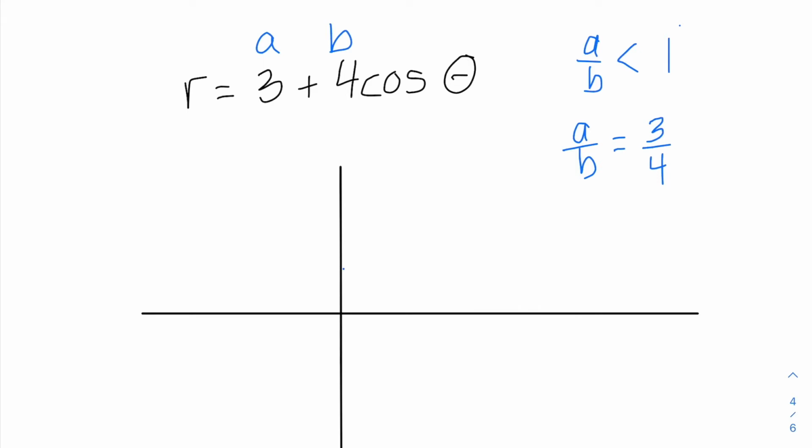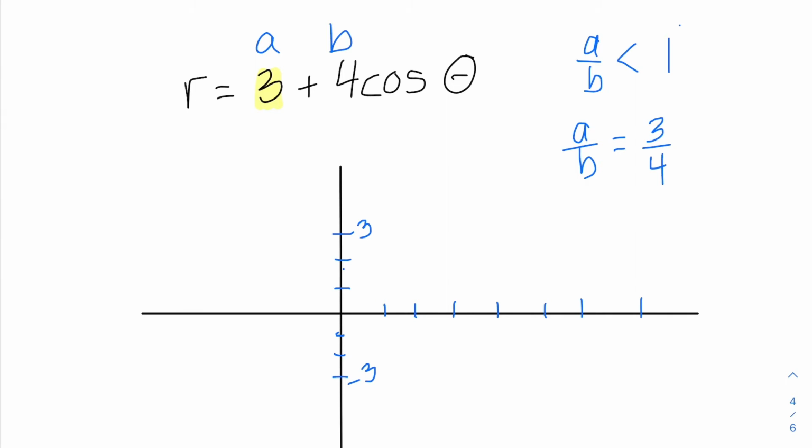So the value of A is the easiest to start with because for a cosine function, it's going to dictate the y-intercepts. So you're going to have a positive and negative 3 for those y-intercepts. Now we want to figure out where the inner loop and outer loop are going to cross the x-axis so that we can make it accurate along the horizontal axis as well.